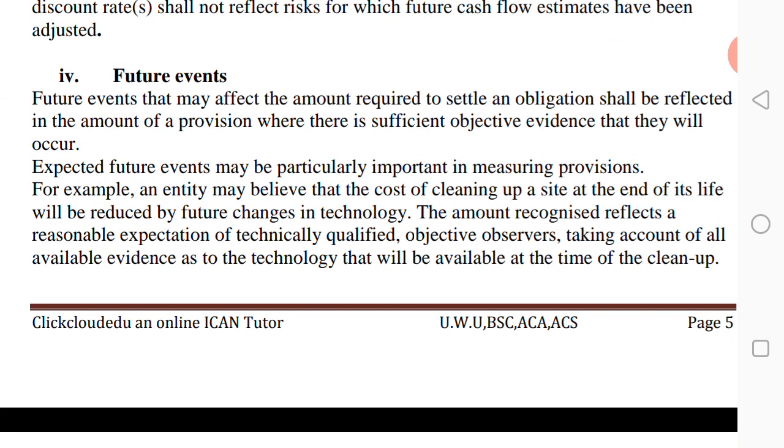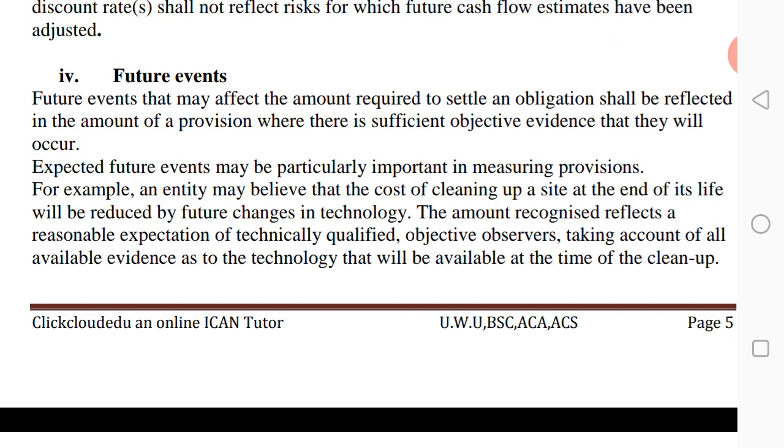So the future events should also be considered. The expected future events may be particularly important in measuring provisions. So you have to look at the future events: what will happen in the future? You must consider it in measuring provisions.